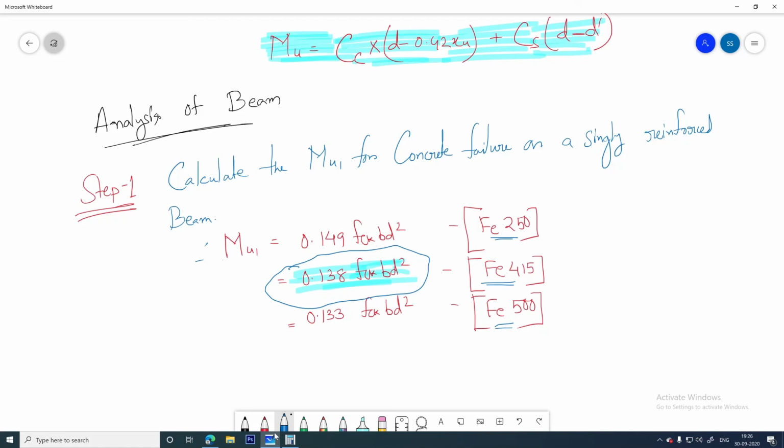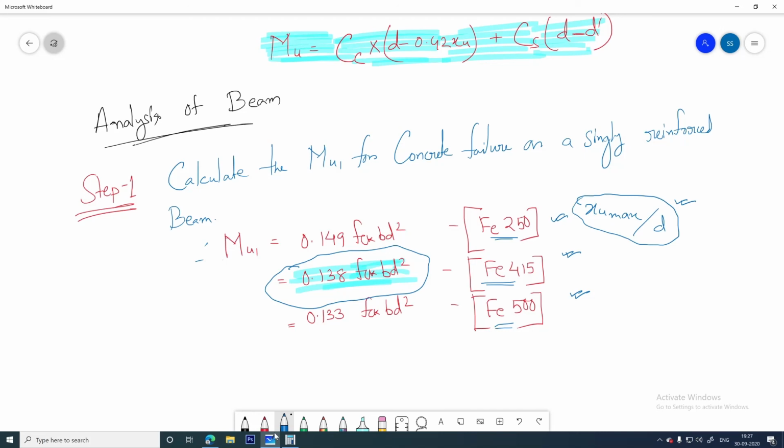What about others? Because there are more grades, 550, 600 TMT bars, various advertisements are there, right? So how can we determine the xu max by d? Actually for these three cases we know the value of the xu max by d. These ratios are known for these three grades. These three are given in the code, but what about others? If you go through the previous 2 or 3 lectures in this limit state design method, in the design of singly reinforced beam, there I have shown how you can determine this xu max by d value for the other grades. Okay, so you can also see the video and you can determine.